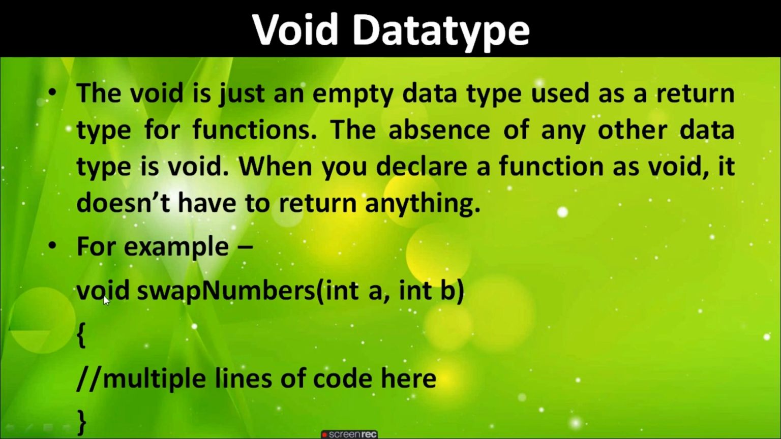For example, if we use void swap number with int a and int b, we are referring to parameter a and parameter b for the swap number function, but the return type is void. So after execution of this swap number function, we are not returning any value, meaning this function does not return anything. Therefore we use void. It is just an empty data type.